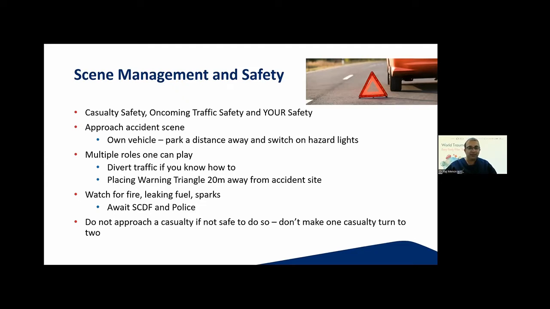And there are multiple roles you can play depending on when you first arrive at the scene. Some part of it may be important to divert traffic, if you know how to, placing the warning triangles that are available in many vehicles to steer people away from the accident site. And again, of course, alerting SCDF and the pre-hospital services as well. I think it's very key that if there is a safety concern, you do not approach a casualty. You don't want to make a one casualty situation a multiple casualty situation if the field is particularly dangerous.